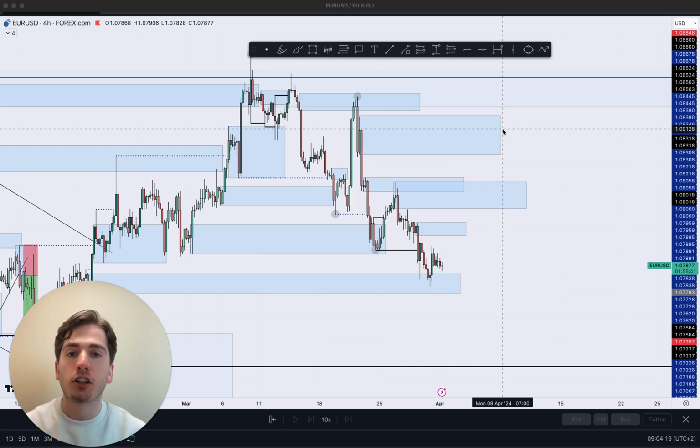It is currently Easter, so the markets are still a little bit slow, so not expecting too much, but just going to give you an all-round update on the major dollar pairs.